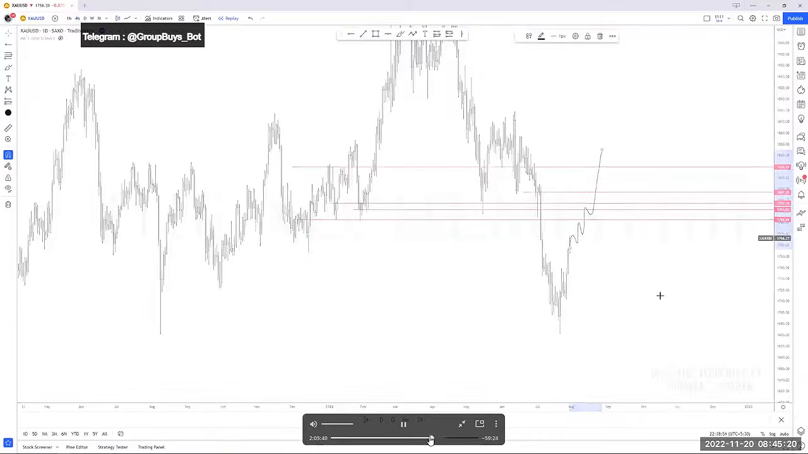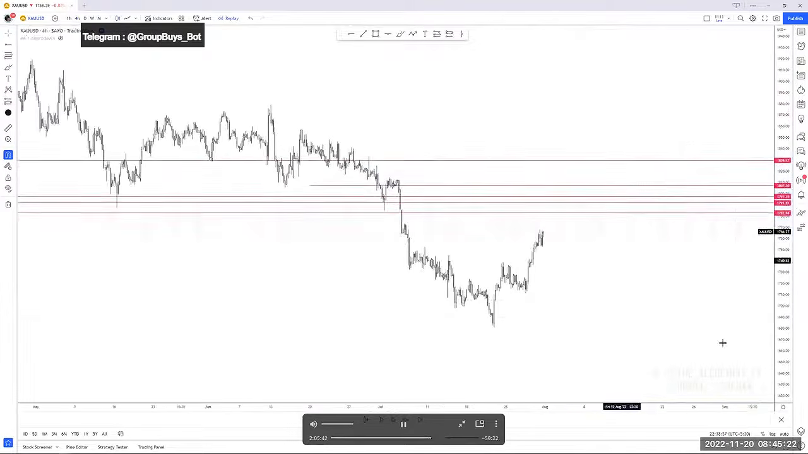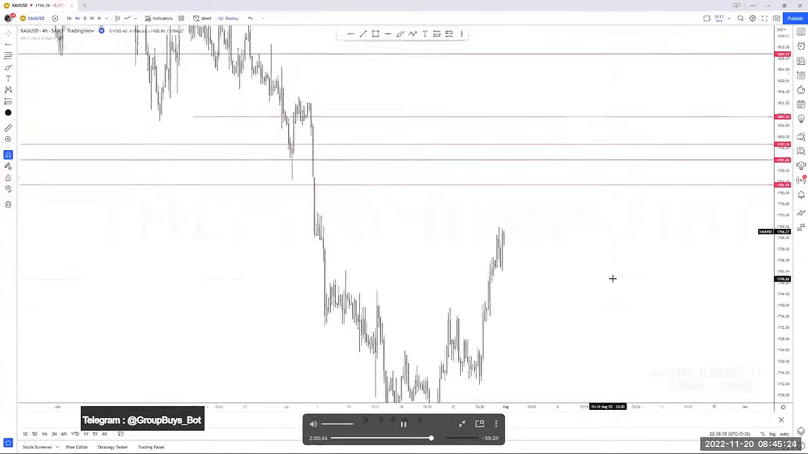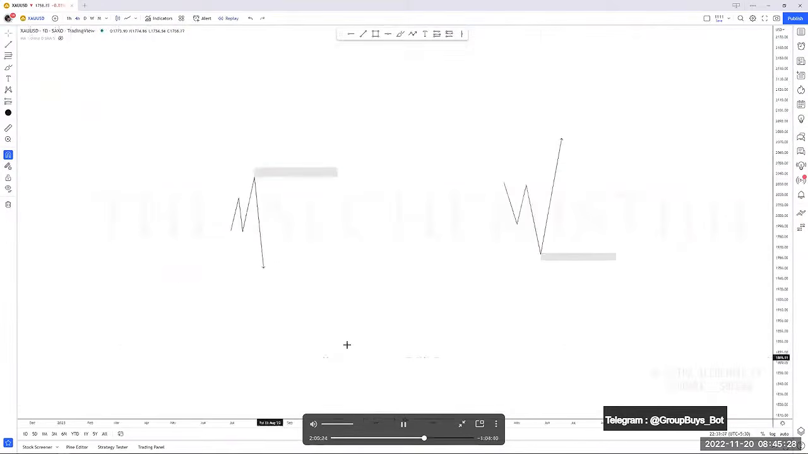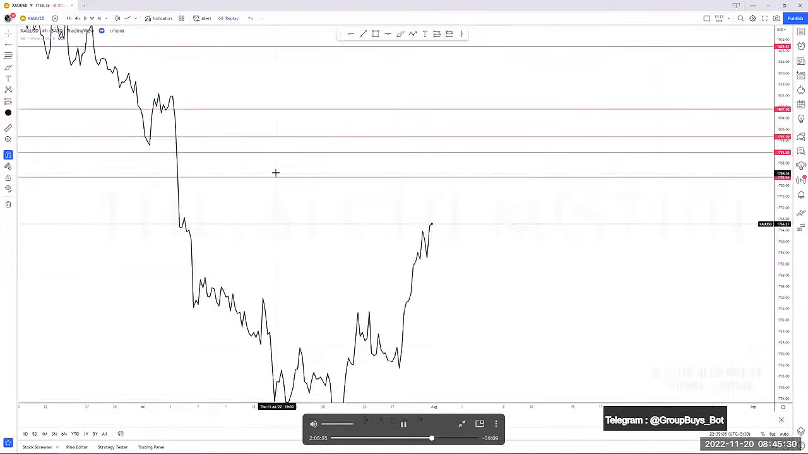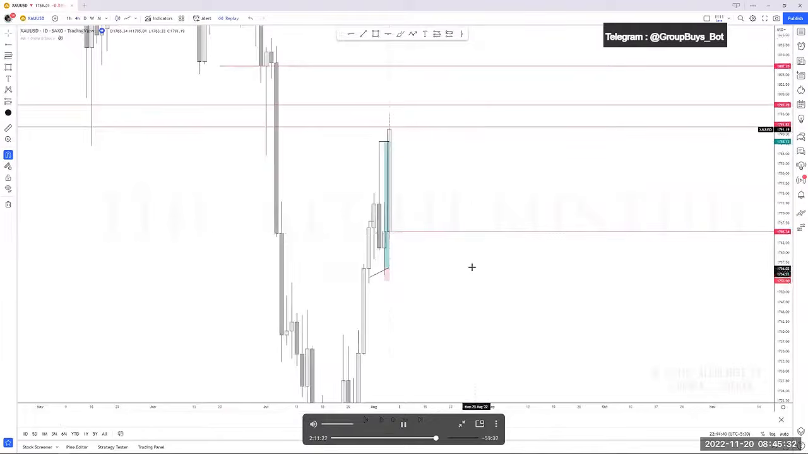Go to the 4 hour, see what the 4 hour has to offer. On the 4 hour, of course, now we have what? A breakout structure. Yeah, breakout. Can you see it? Right? Yeah, I get the point.